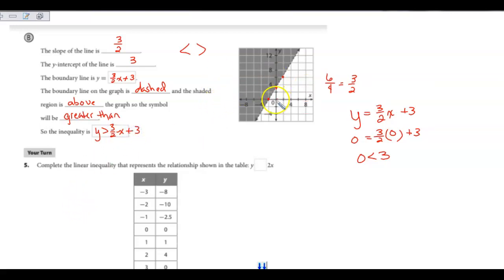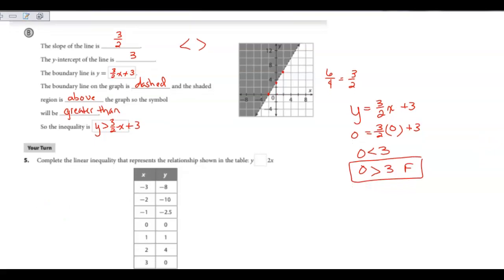See how I took what I knew wouldn't work and solved it. This would be a true statement, but it doesn't fit this line, does it? So the opposite is greater than 3, and because we're looking for a false statement, that tells us it's greater than.